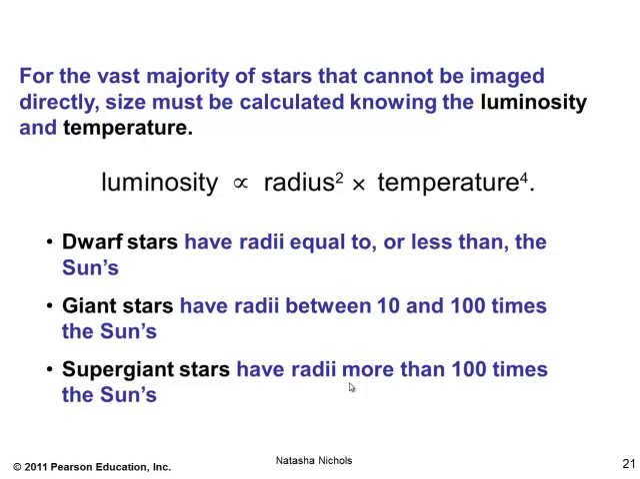Now, dwarf stars have radii equal to or less than the sun's. Giant stars have radii between 10 and 100 times the sun's. And what we call supergiant stars have radii more than 100 times the sun's. So our sun, in terms of size, is definitely an average star.